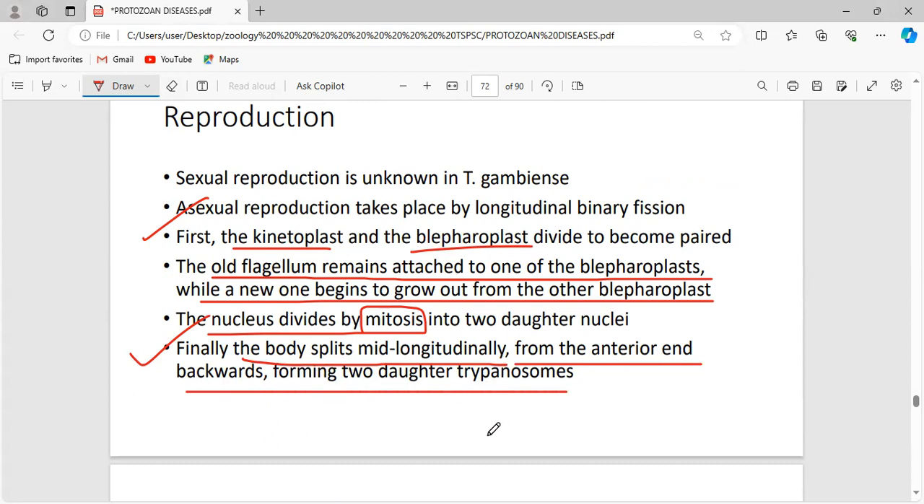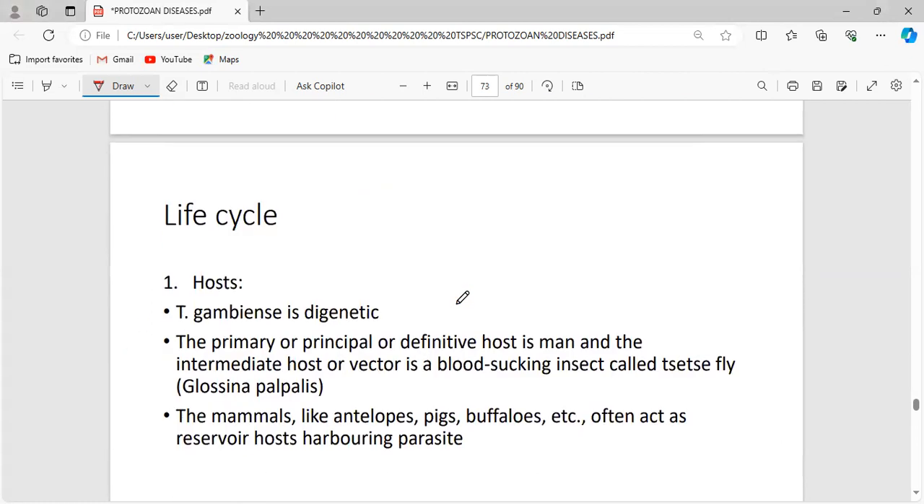In this slide, what you have to remember is that the reproduction followed by Trypanosoma gambiense is asexual reproduction, and that too by binary fission. Now, what are the two important things that play a major role in the reproduction? Kinetoplast and blepharoplast. Another one is this point: the old flagellum remains attached to one of the blepharoplasts, while a new one begins to grow out from the other blepharoplast. The binary fission and the mitosis will happen as usual. Okay, that's all about the reproduction.